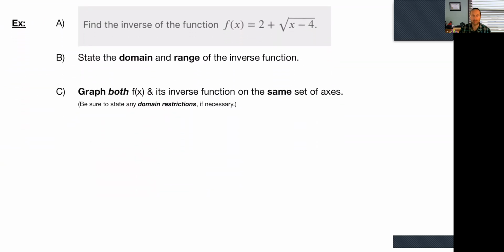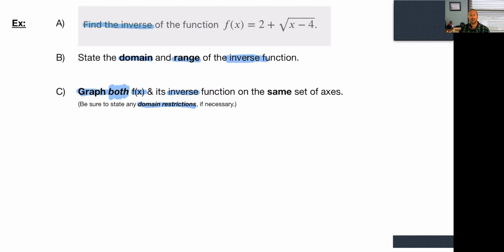Let's see if we can do this and put them all together with this example here. Part A, I want you to find the inverse. Part B, I want you to state the domain and range of the inverse. And then I want you to graph both f of x and its inverse on the same set of axes. Okay, I also put on here, be sure to state any domain restrictions if needed. Sometimes we will need to do that to ensure it's a 1-to-1 function and it works for both the original and, more importantly, the inverse.